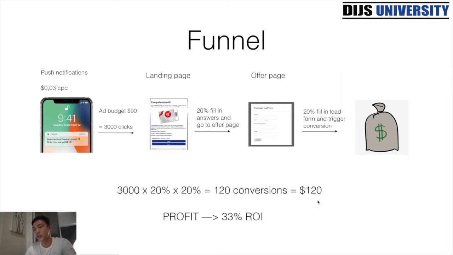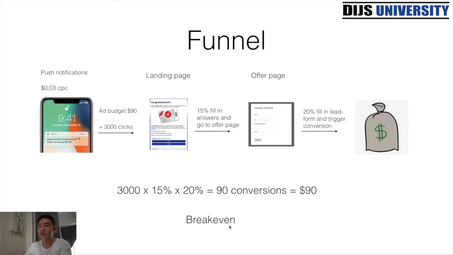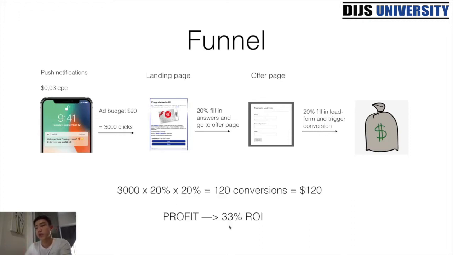So let's say we improve this one, and not only 15% fill in their answers on that landing page, but 20% fill in the answers. With the exact same setup, you would now have 120 conversions, which equals $120. And that means that you are having profit right now. So you invested $90, you got $120 in revenue. That means that you have 33% positive ROI, okay? By just changing the landing page from a 15% CTR to a 20% CTR, click-through rate, you just made your profit instead of a break-even campaign, okay?